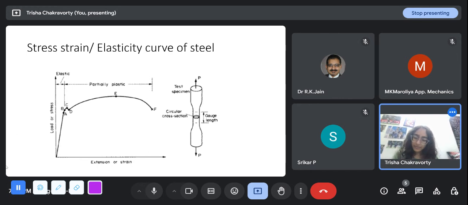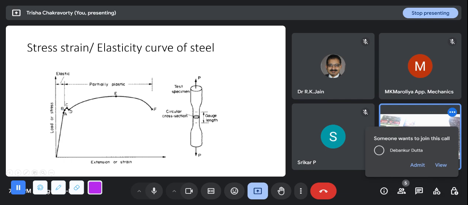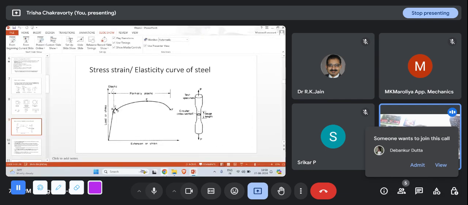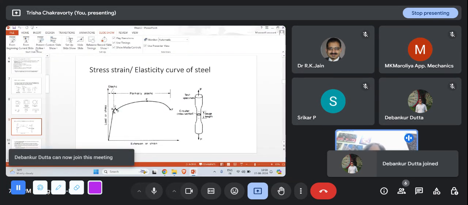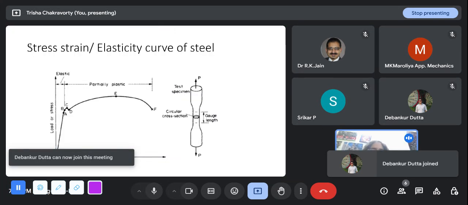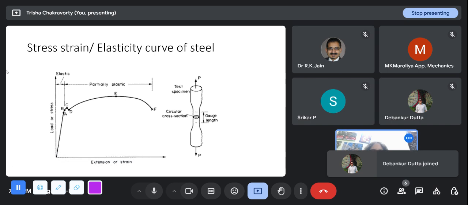Then from A to B, the behavior of the curve is nonlinear, but up to B, it is still elastic. That is, if we remove the stress completely, the strain will go to zero. But beyond B, if the specimen is stressed beyond the stress corresponding to B, there will be some residual strain or permanent set in the structure.